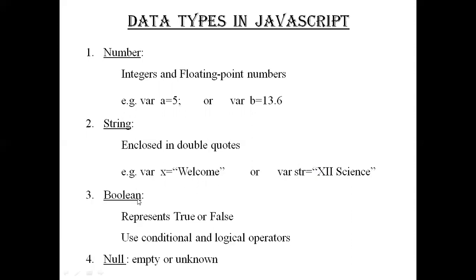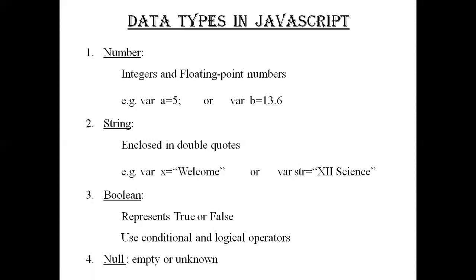Third is the Boolean type. It represents two values, true and false. So we use conditional and logical operators here. For true, it will be 1. For false, it will be 0. So either of the conditions is to be referred. Here we use conditional and logical operators: less than, greater than, is equal to, not equal to, less than or equal to, and logical operators and, or, not for Boolean expressions.